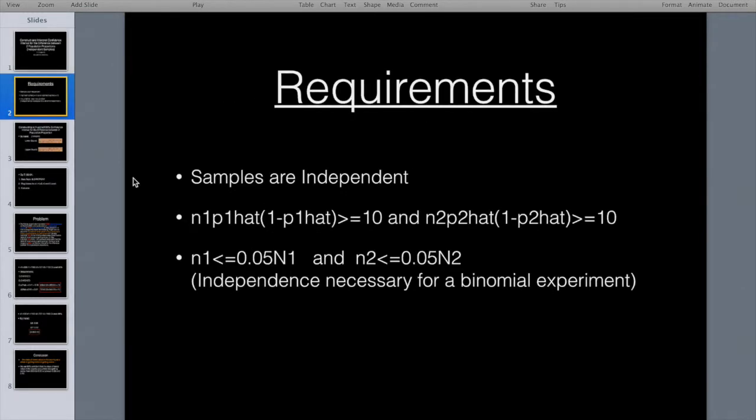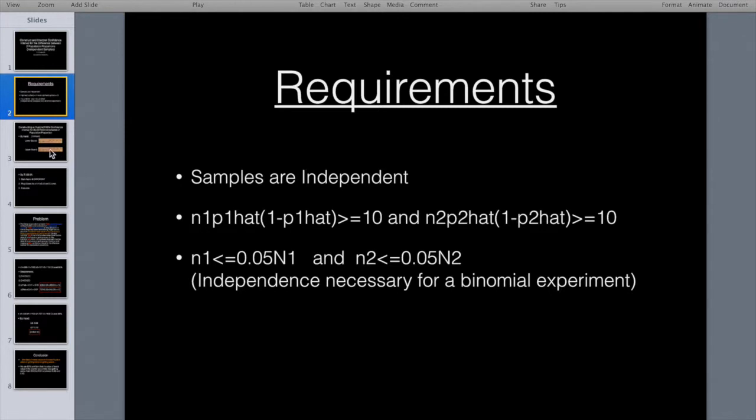The samples are obtained independently. You can reach independent samples by simple random sampling or from a randomized experiment. The second one requires that the results of these formulas are greater than or equal to 10. The last one: n1 must be smaller than or equal to 0.05 of the bigger N1, and the same must happen with n2, which means that the sample size is no more than 5% of the population size. This proves the independence necessary for a binomial experiment.